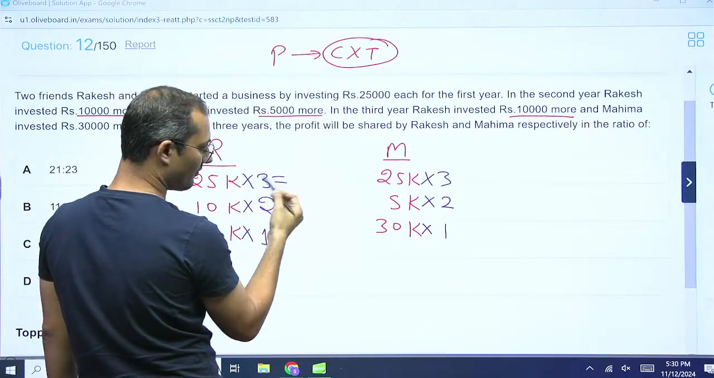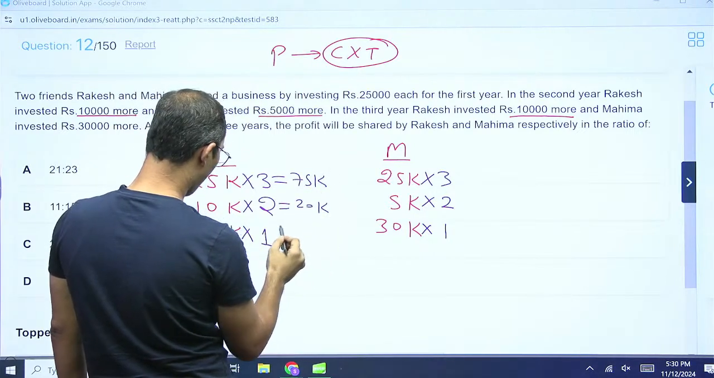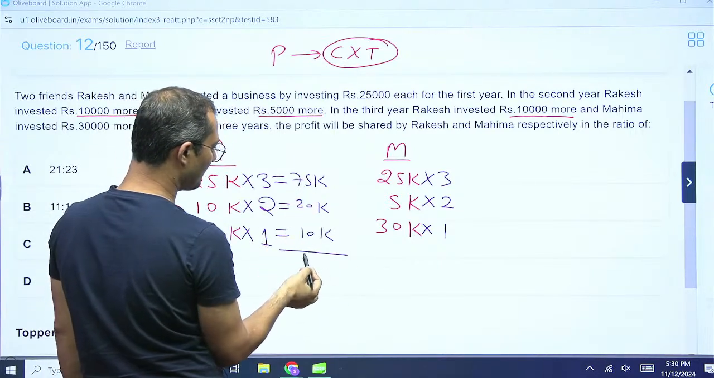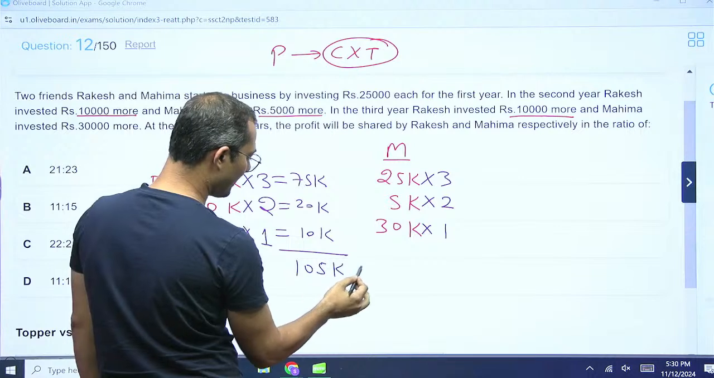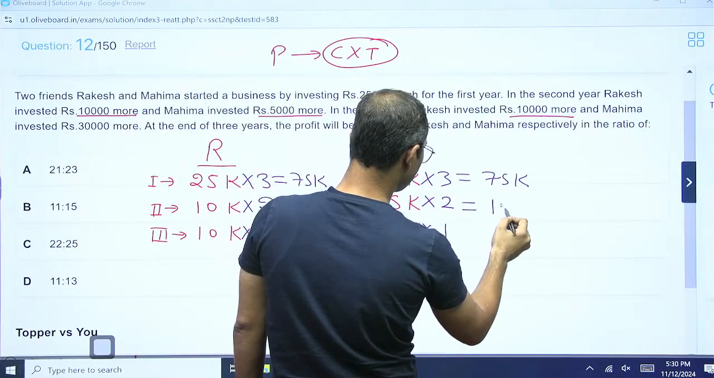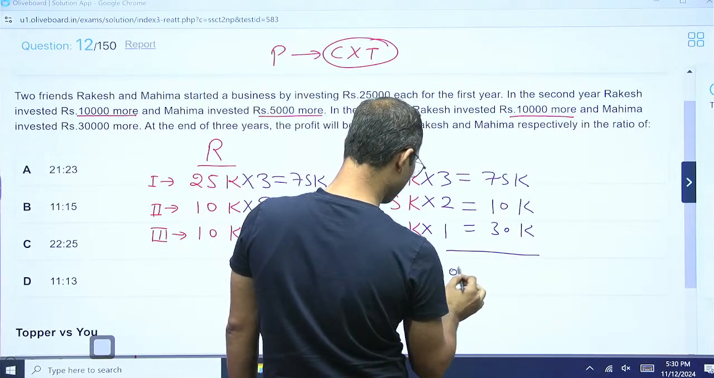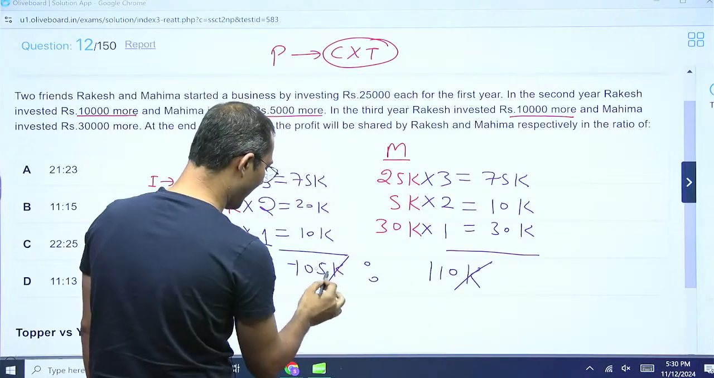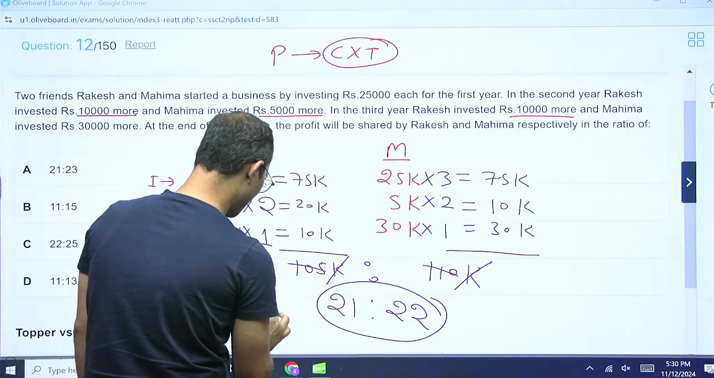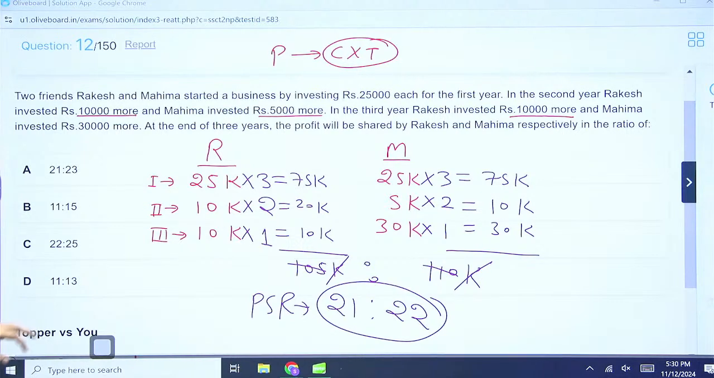So the total capital weightage is how much? 75k, 20k and 10k, right? So the total weightage of the capital and time is equal to how much? That is 105k, right? And for Mahima, that is 75k and 10k and 30k, right? So this is going to be 110k. By k is cancelled, by 5 this is 21 time and this is 22 time, right? So we can say that their profit sharing ratio is going to be 21:22, right?